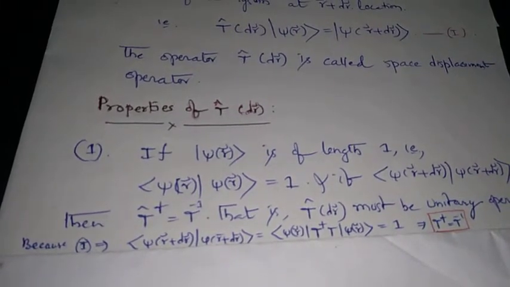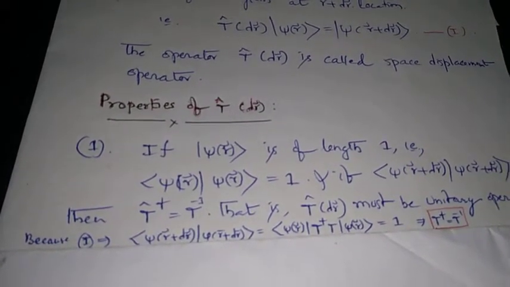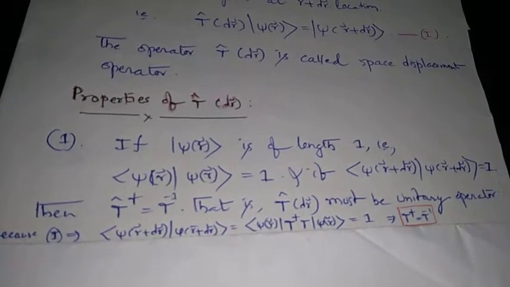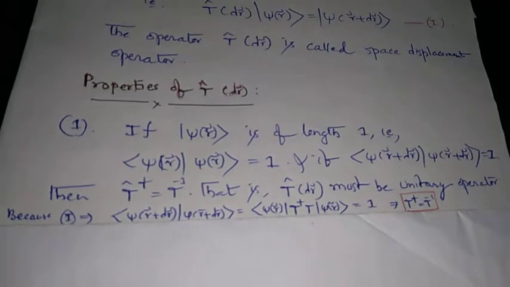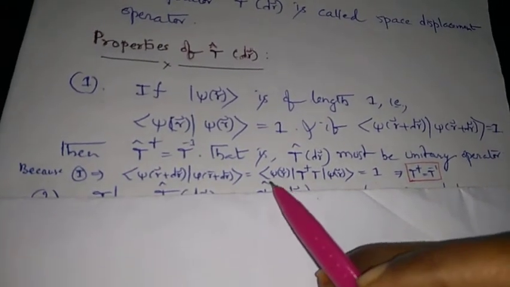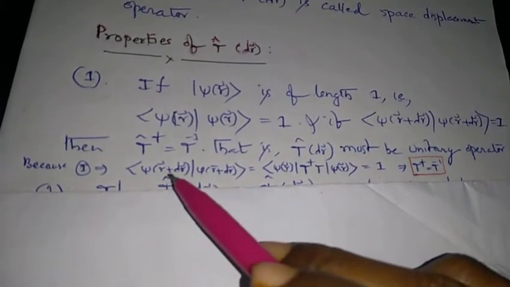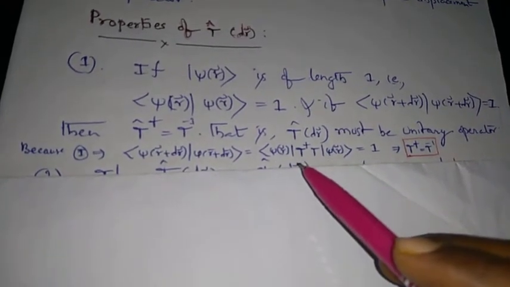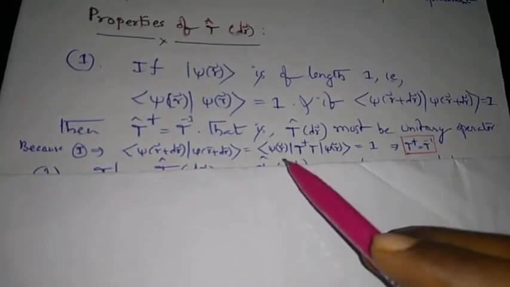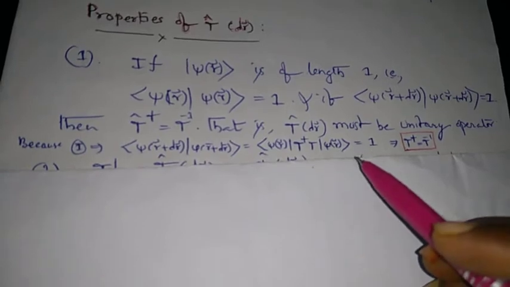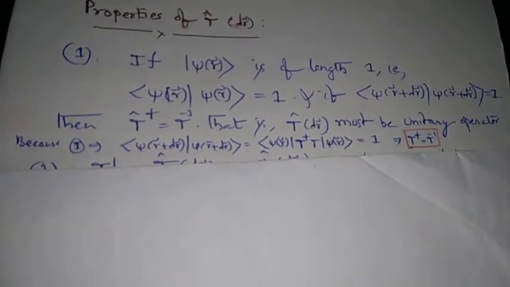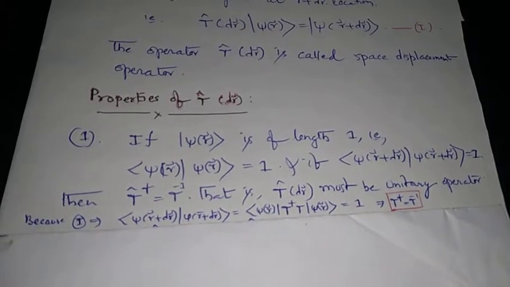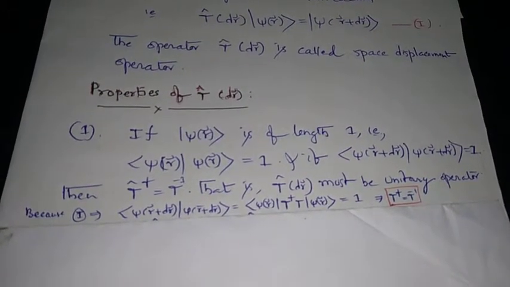Properties of these space displacement operators. The first one is: if the length of ket psi r is 1 and also the length of ket psi r plus dr is 1, then this first equation implies that the bracket of psi r plus dr with itself is equal to the bracket of psi r and psi r, only if T dagger is equal to T inverse. That means T is a unitary operator.